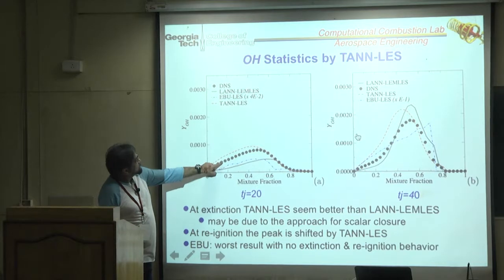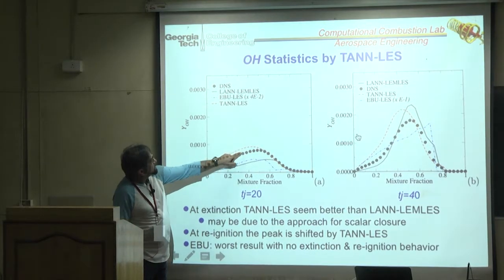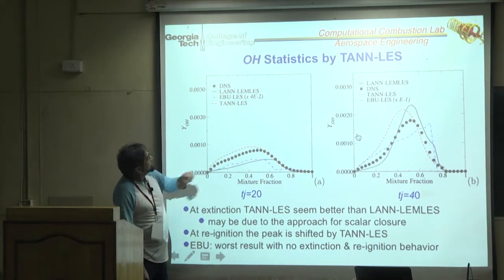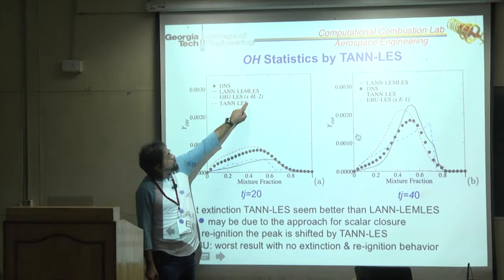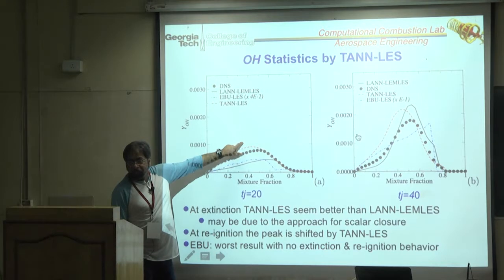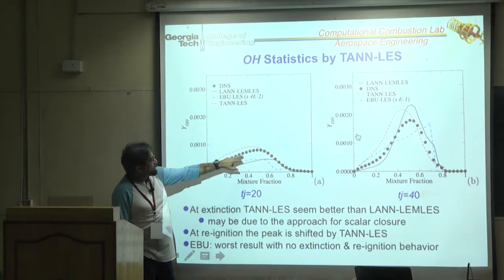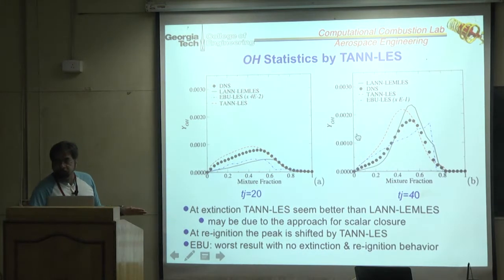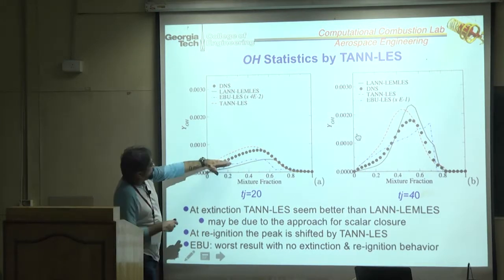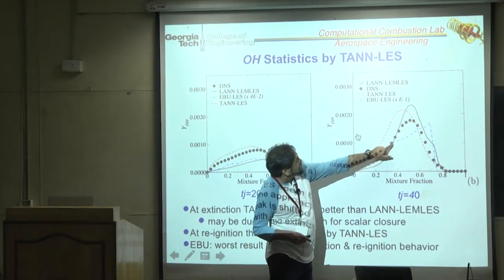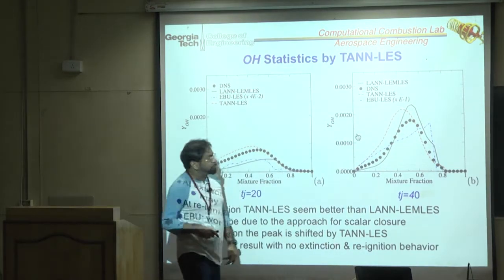You can see the DNS is here, the turbulent neural net is here, and the laminar neural net result is the black line. The blue line, by the way, EBU is multiplied by a factor of 400. So it should not even be on this page. I mean, we were just showing it qualitatively. It is way off the scale. In other words, EBU doesn't work at all in this problem, so extinction and reignition cannot be predicted. You can see that OH is low in the extinction region, and at 40 it has picked up. And again, EBU is multiplied by a factor of 10, so it's way off.